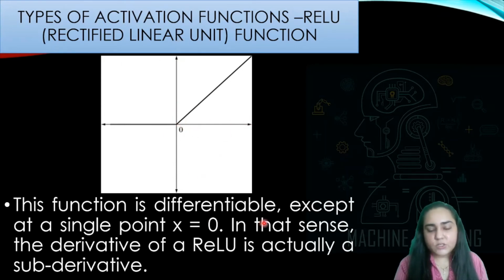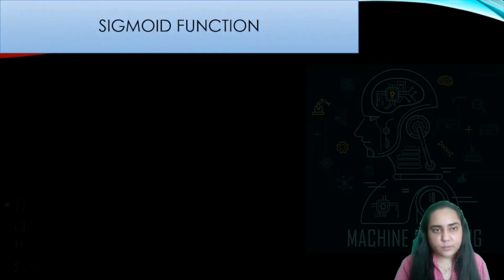And this function is differentiable, except at a single point, which is x equal to 0. Other than that, everywhere else it is differentiable. So in that sense, the derivative of a ReLU is actually a subderivative because it is not differentiable at 0, but it's differentiable everywhere else.